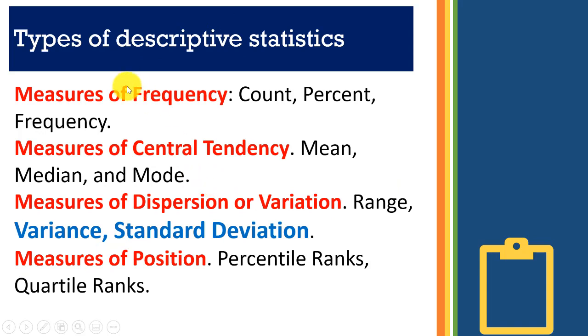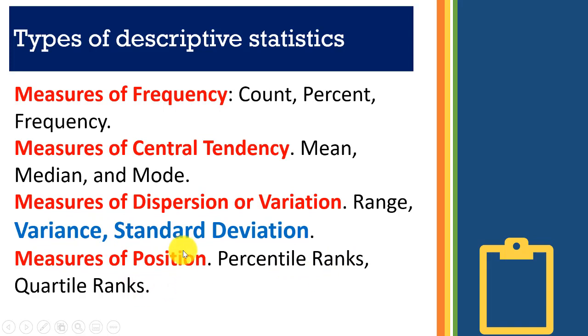Now there are different types of descriptive statistics. You have what we call measures of frequency, percentage, and all that. Measures of central tendency: mean, median, and mode. Measures of dispersion or variation: variance, standard deviation. You can see I've highlighted this. I'll come to this too in a minute. Measures of position: percentile ranks, quartile ranks.